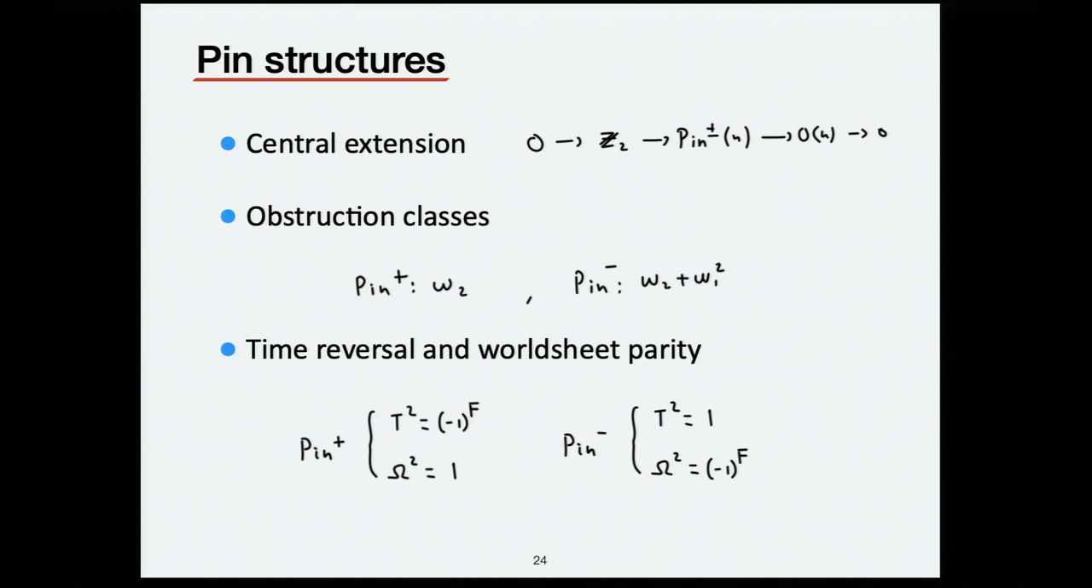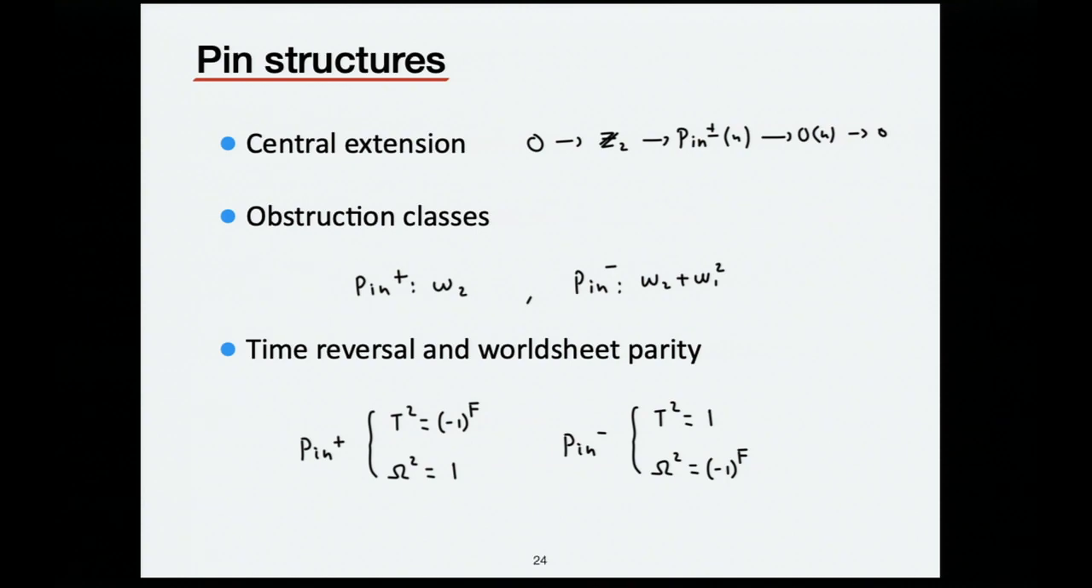These different ways are called different pin structures, and you can think of them as like there's two different ways of centrally extending O(n) by some Z2, which basically is fermion number. So when you do spin, there's a single way of doing this, but it turns out that there are two ways of doing this when you have a reflection. And then, just like for spin structures, there's some obstruction. So you might not have a pin plus or pin minus structure on a manifold, and for pin plus, it's just like spin structure. If w2, the second Stiefel-Whitney class of the tangent bundle, is not zero, then you cannot put pin plus spinors on that manifold. And if this combination is not zero, then you cannot put pin minus spinors. It turns out that this thing is always zero in two dimensions. So for any 2D surface, we could always put pin minus.